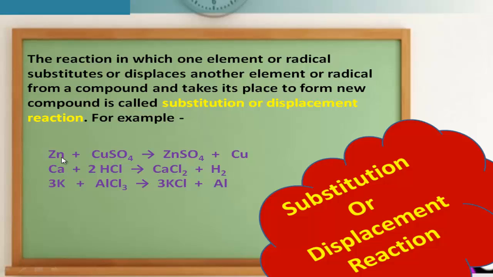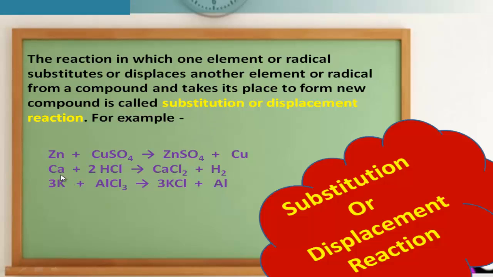Zinc displaces the sulfate radical from this compound and takes its place and forms a new compound, zinc sulfate. So here zinc displaces sulfate from copper sulfate, sorry, here actually zinc displaces copper. Zinc displaces copper from copper sulfate and takes its place and forms a new compound. So here zinc displaces one element.